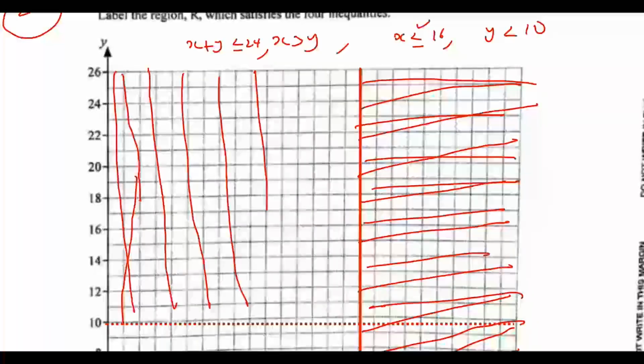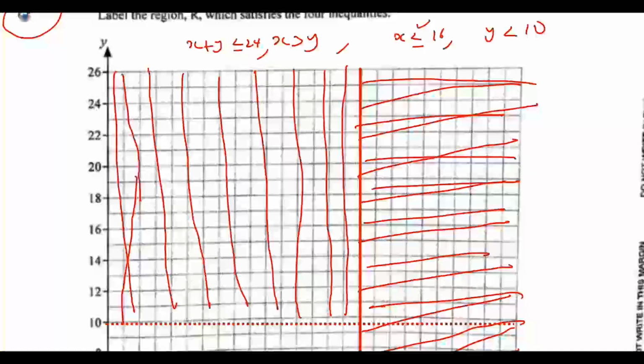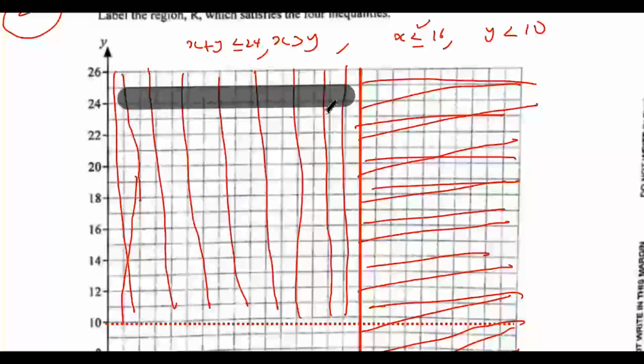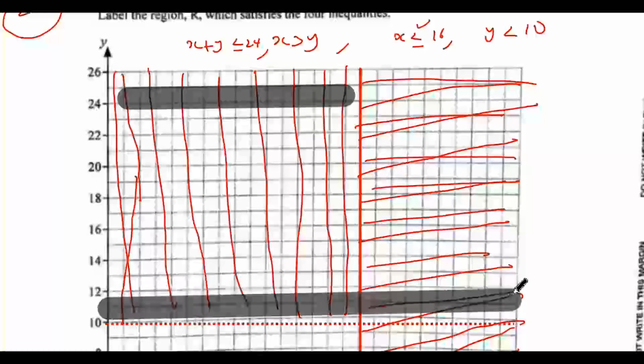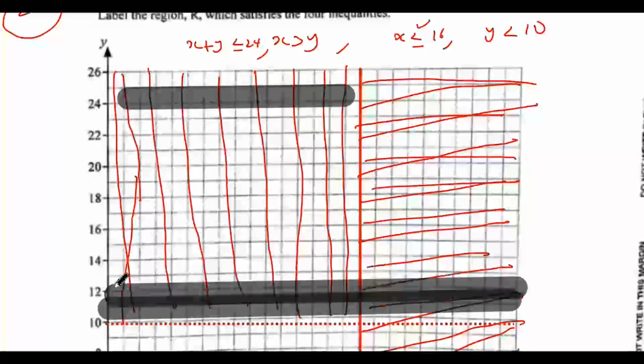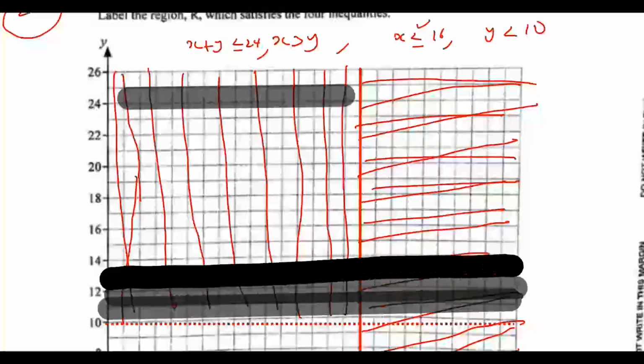Maybe I can just use a shading tool to do that. I think I can still do that. I can use the highlighter so that it will be very easy for us. We don't need y less than 10, so we don't need these areas. Let's do something like this. We don't need this area.